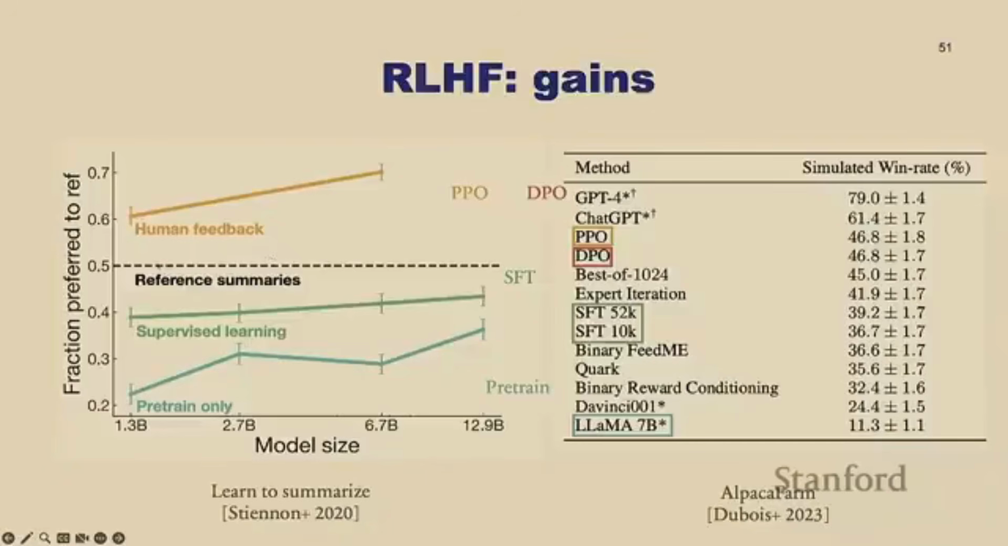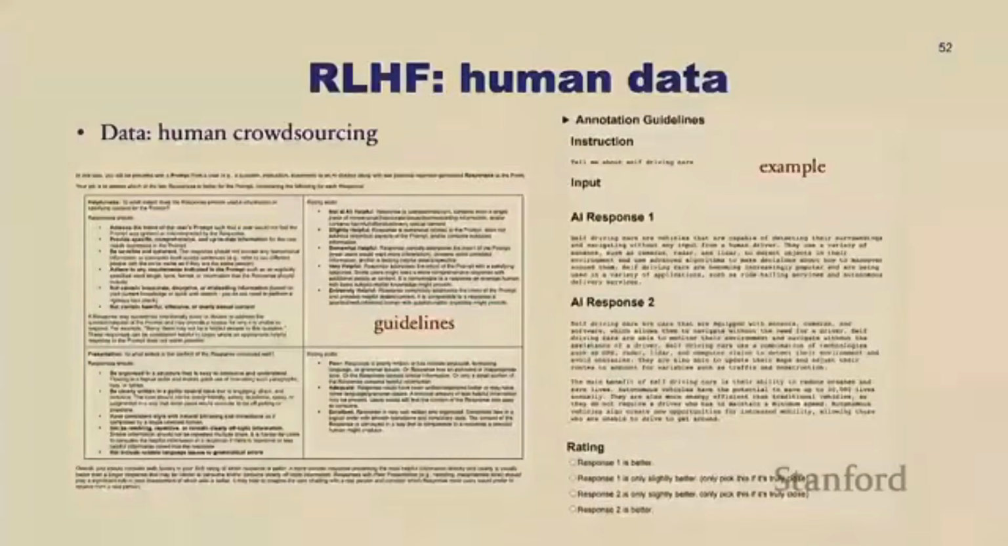So this is the human reference summaries. Same thing on a paper that we have, AlpacaFarm, where the evaluation here is not too important, but basically you see the pre-trained model, you jump to SFT, and then you jump to PPO and DPO, and PPO and DPO have the exact same performance. So basically, RLHF helps. That's the conclusion, and DPO is simple.